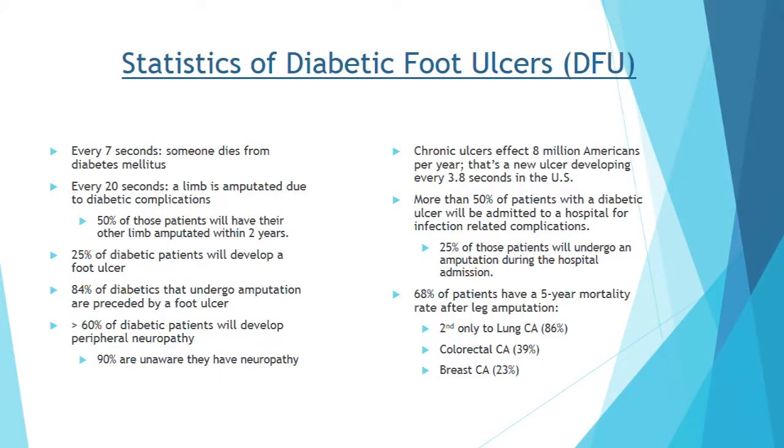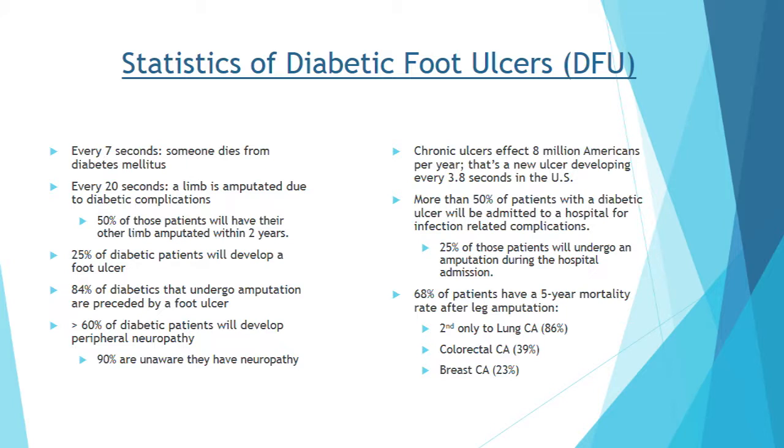Every 7 seconds, somebody dies from diabetes. Every 20 seconds, a limb is amputated due to diabetes or diabetic complications. 50% of those patients will have their other limb amputated within 2 years. 25% of diabetic patients will develop a foot ulcer. That's 1 in 4.